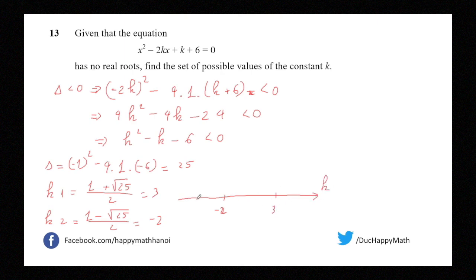Okay. So the value of a will be equal to 1. Positive, positive, positive, and the middle will be negative. I take the negative, so the set of possible values of constant k is minus 2 less than k less than 3. This is question 13.